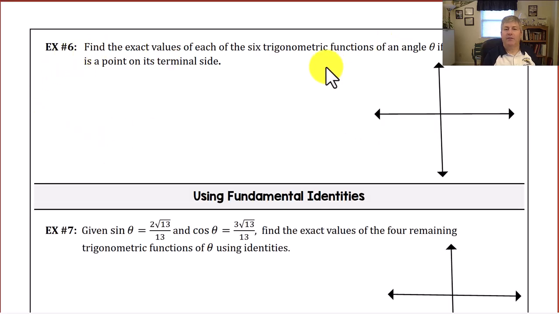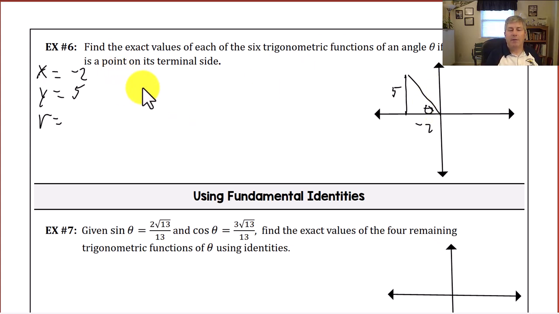Example 6 says, find the exact values of the 6 trig functions of an angle theta if the point negative 2, 5 is on its terminal side. So negative 2, 5, we're in the second quadrant. Our x value is negative 2, and our y value is 5. So our theta is squeezed between the x-axis and the terminal side. We just need to find our r value.